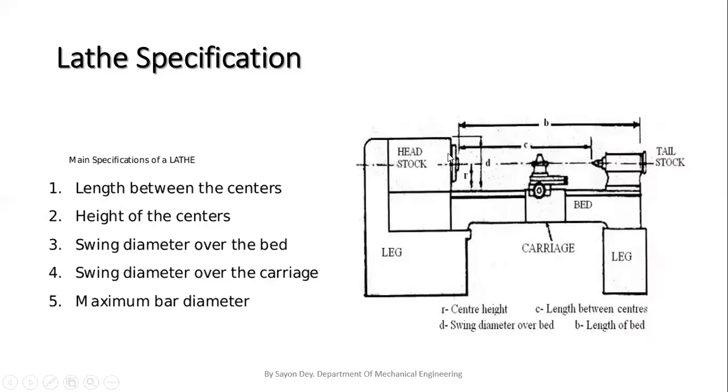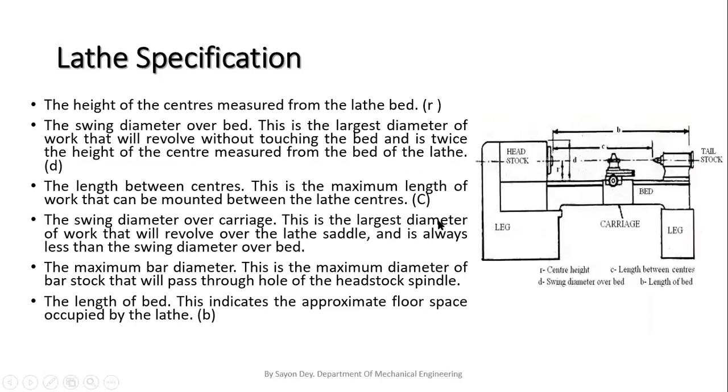Please refer to this picture. This is the length between the two centers, that is, the live center and the dead center. Then the height of the centers, the swing diameter over the bed, the swing diameter over the carriage, and the maximum bar diameter. I'm going into detail of these points in my next slide. Now I'm discussing the first one, the height of the centers measured from the bed.